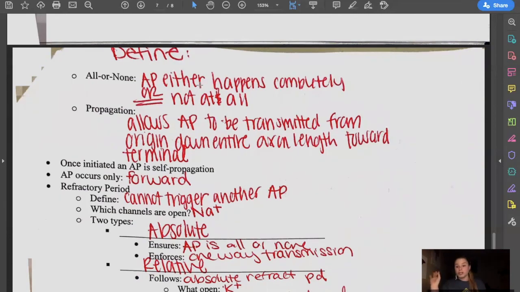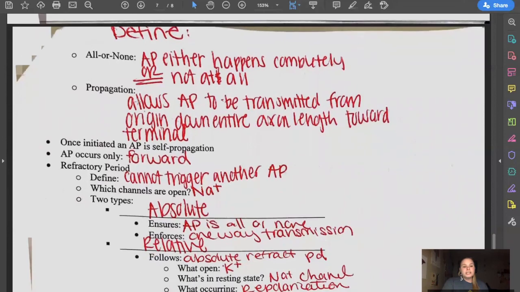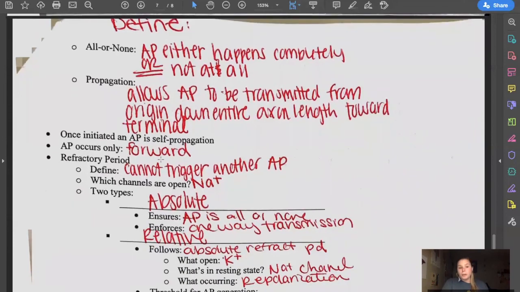Okay, no wishy-washiness. And then propagation allows action potentials to be transmitted from their origin down the entire length of the axon. So we're propagating it from one place all the way down to the other. We want to make sure that it gets all the way down, so we're propagating it through the entire axon. Once initiated, an action potential is self-propagating. So it will occur forward always. Once we hit the threshold and it's time to happen, it's going to go in the right direction.